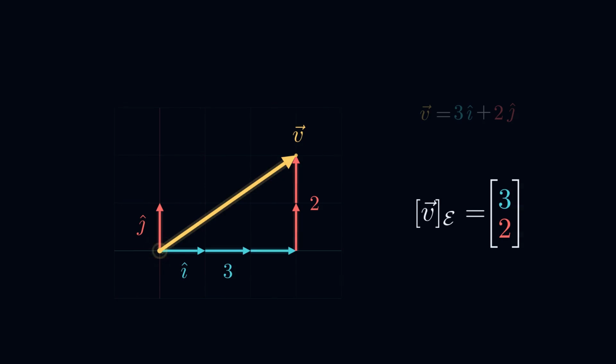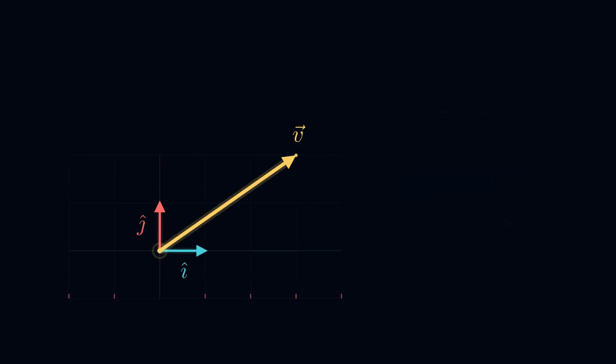Now, let's see where this grid actually comes from. Repeat i hat across the plane. Then, from every landing point, repeat j hat. Each landing point becomes an address, and all those repeated movements weave the grid. It was never a background waiting for vectors. It is built from the directions we chose.